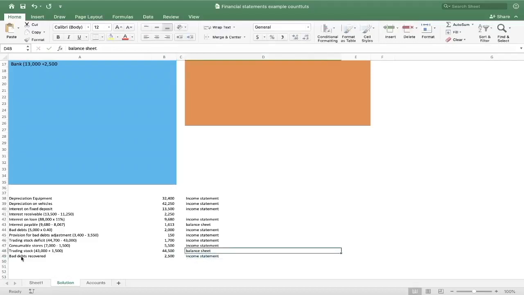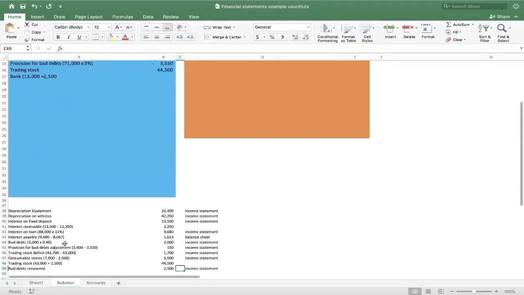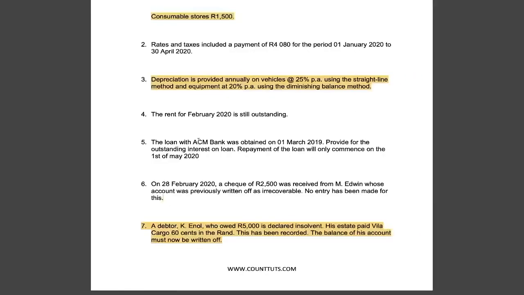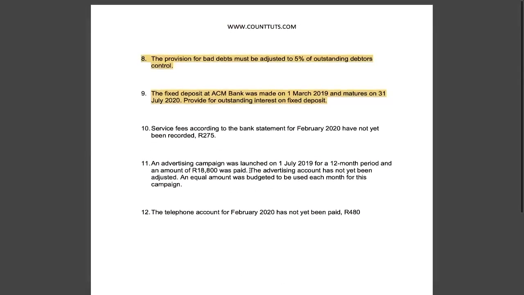Okay, this trading stock we've already done, so let me take that one off. Okay, so now that we have done the bad debts recovered, we'll include it in our income statement. So I just need to highlight this one. And now that I've done that, you need to check if there's anything else that affects bank, and we have number 10, service fees according to the bank statement for February 2020 have not yet been recorded, and it's 275 rand. Okay, and how did I know there's something else that affects bank? Obviously, I've gone through this question before, so you need to go through your additional information very well. Okay, and you need to pinpoint what affects what account.